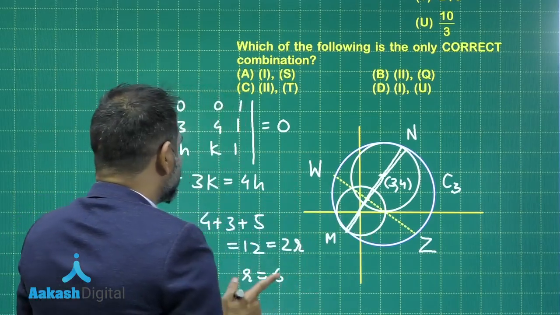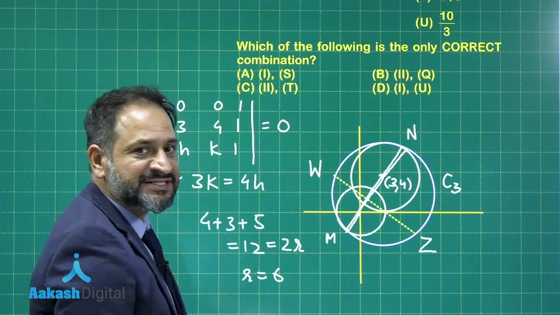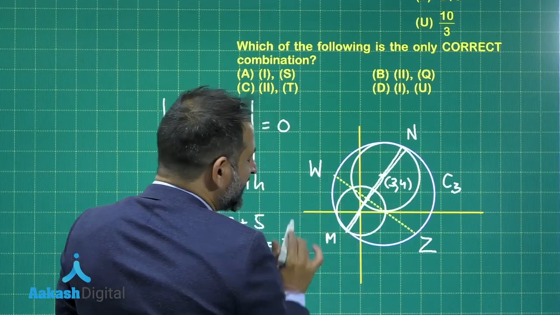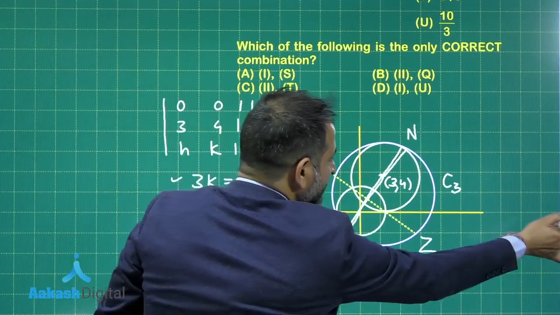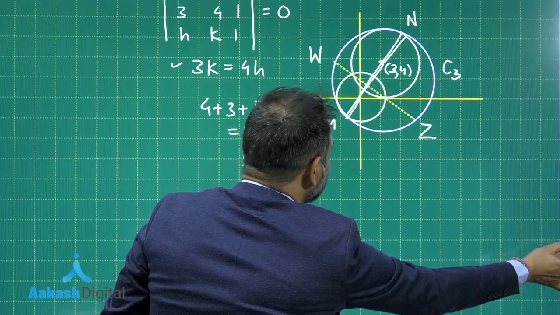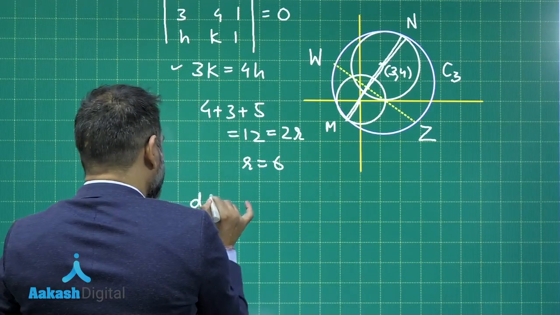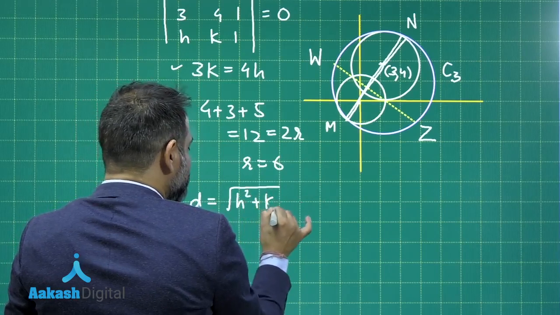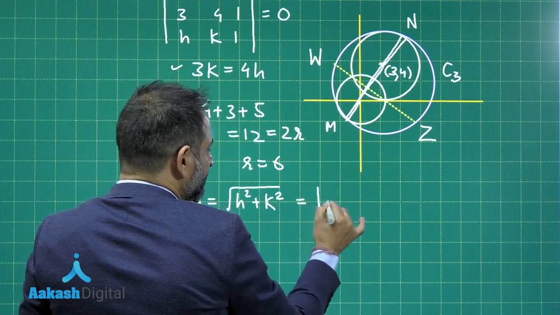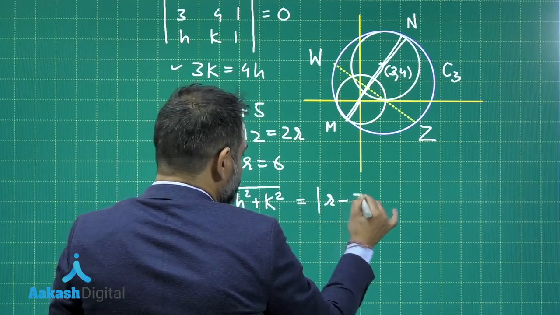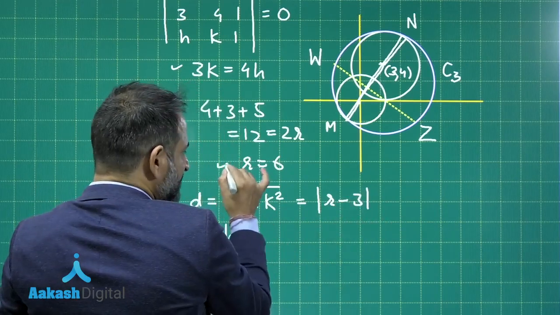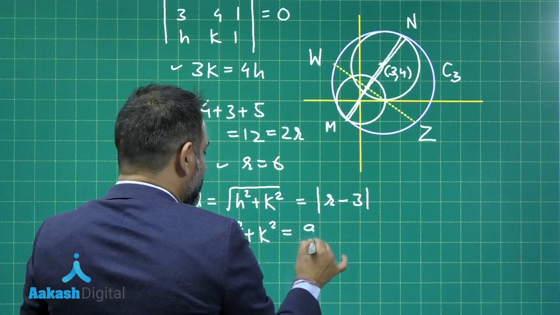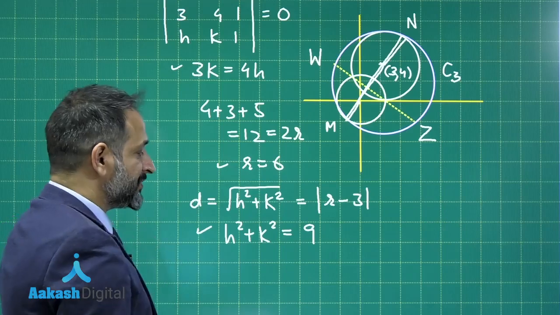Now let us get another equation in h and k. As it is given that C3 touches C1 at M, the distance between the centers of C1 and C3, that is d, which is equal to under root h square plus k square, is equal to the difference of radii. So from here r is equal to 6, so h square plus k square is equal to 9 here. Now this is the second equation in h and k.